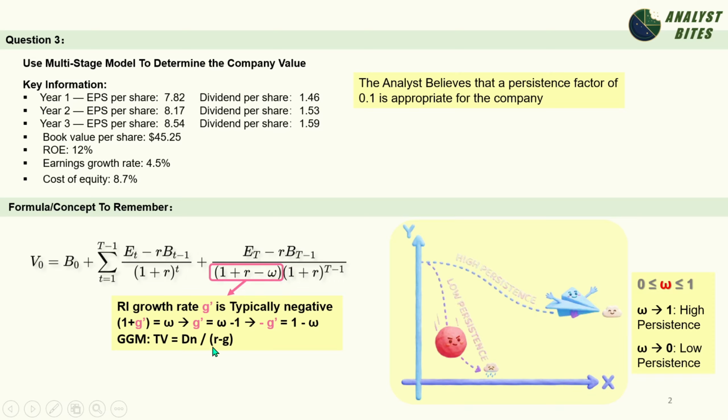Now let's put that into the GGM formula. Because of the negative signs, the bottom part simply becomes 1 plus RE minus omega. So you don't need to memorize the derivation. Just remember the final formula at the bottom. TV equals next year's RI divided by 1 minus omega plus RE.